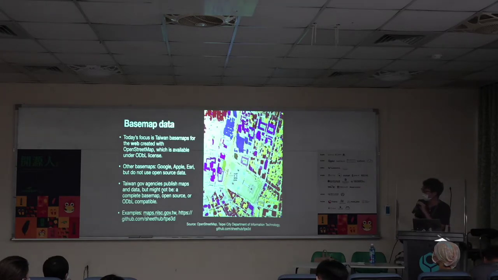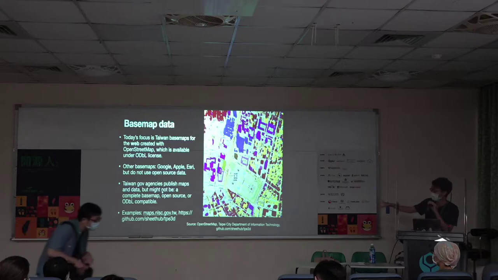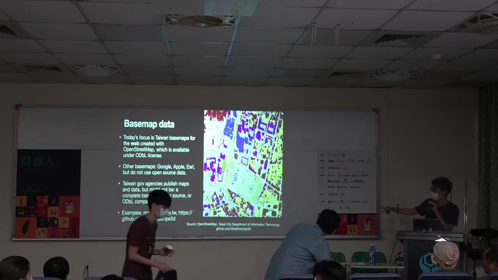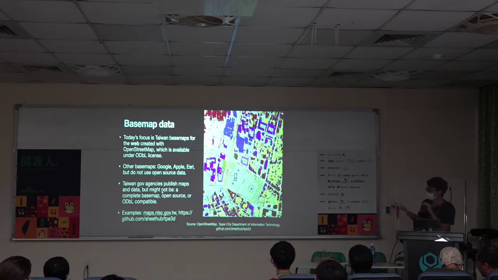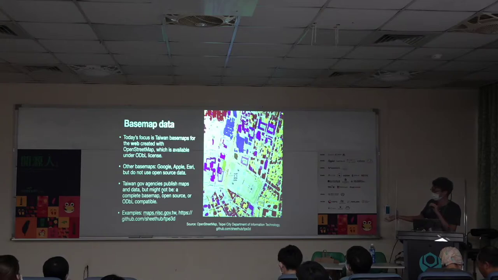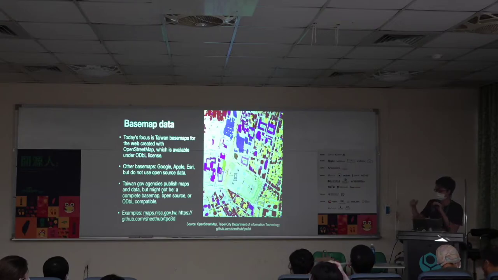And base map data, there's lots of it around. Everyone knows Google Maps, Apple Maps, Esri Maps. But today's focus is on base maps for the web, so in a browser, specifically for Taiwan, and those that are created with OpenStreetMap, which is available under the Open Database License. So other base maps, they might not have open source data. There also is non-OSM datasets for Taiwan. There's some that are published by the government, but they might not have enough data to be a complete base map. They might not be open source, or the license might not be compatible with the OSM license.